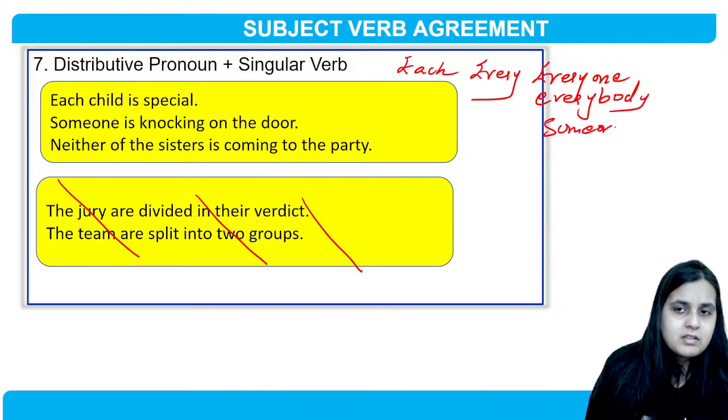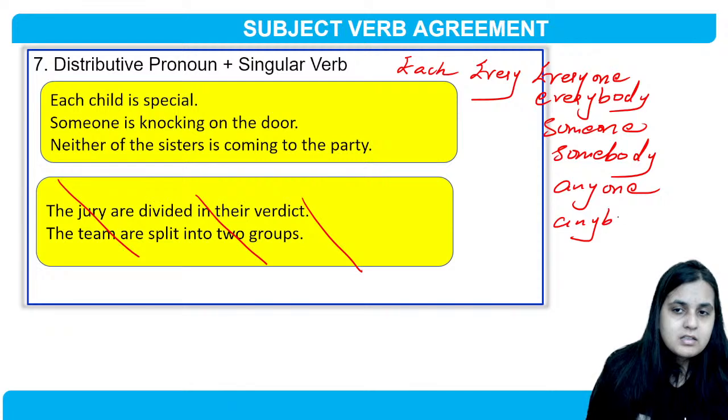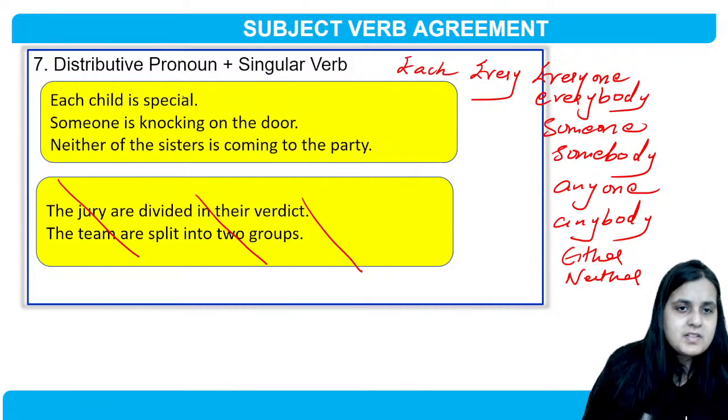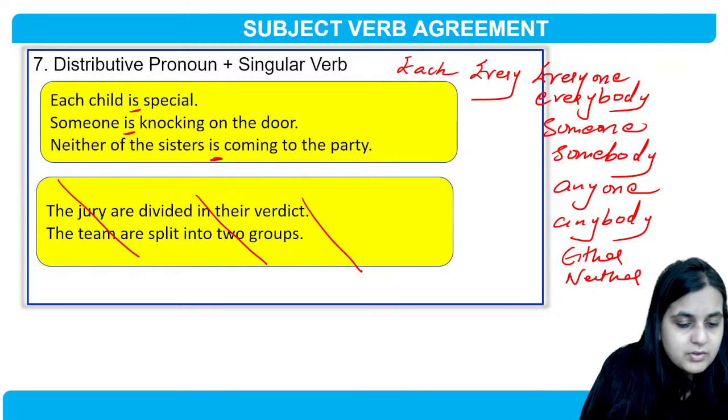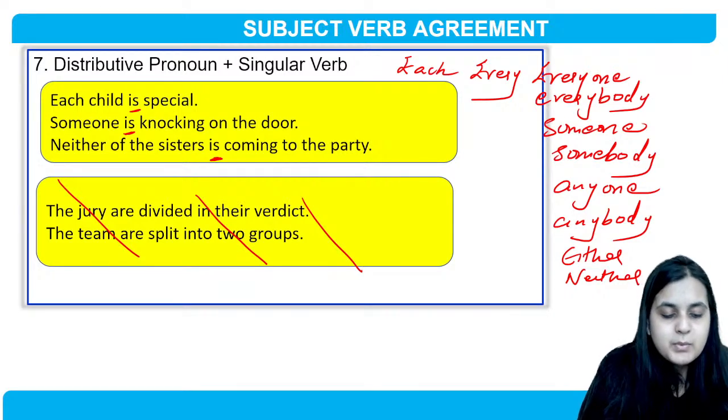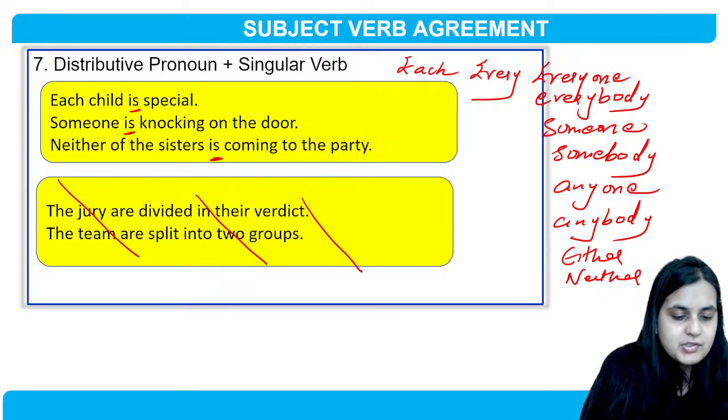Someone, right? Somebody, anyone, anybody, isn't it? Either, neither, all of this we decided that it will be treated as singular. Each child is special. Someone is knocking on the door. Yes, then also every child is special. Then again, the same. Every child is special. Okay?